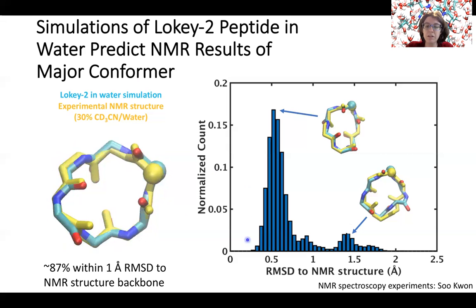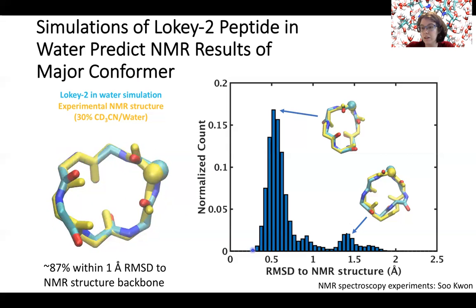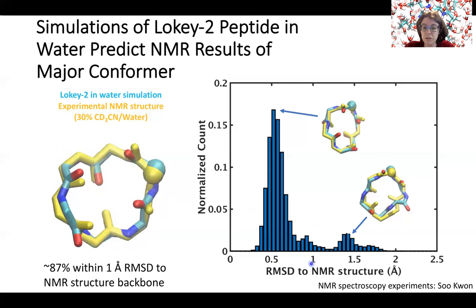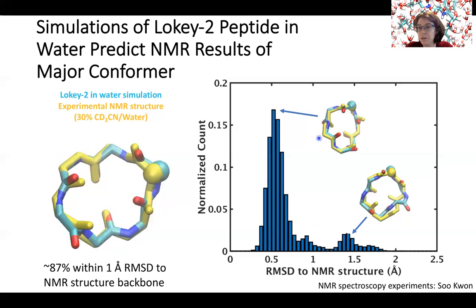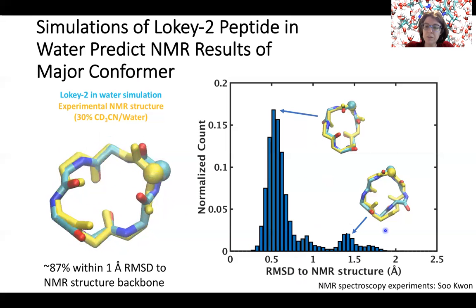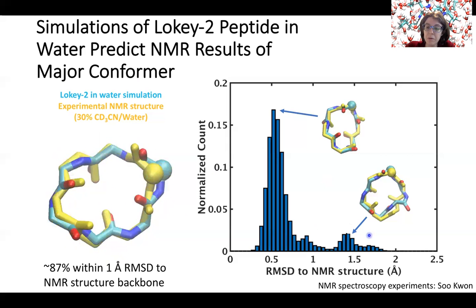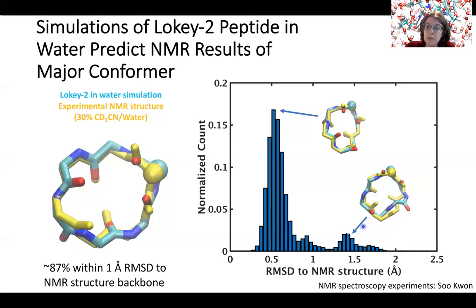So we wanted to look at this in a little more detail. What I have on the plot to the right here is our normalized count with respect to the RMSD to the NMR structure backbone. You can see most of the structures are within this 1 angstrom RMSD cutoff and match very well to the NMR structure backbone, where I have a representative snapshot here. However, some of the structures in this region here don't match very well to the NMR structure backbone, where I have a representative snapshot here.